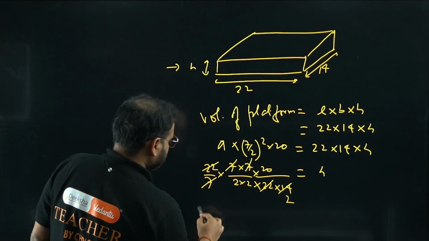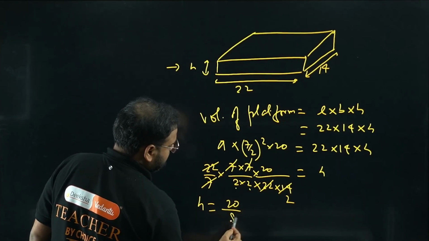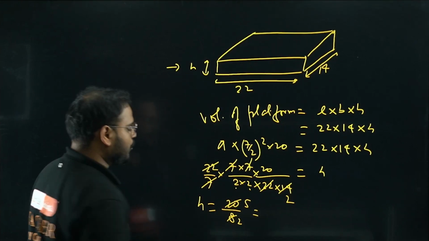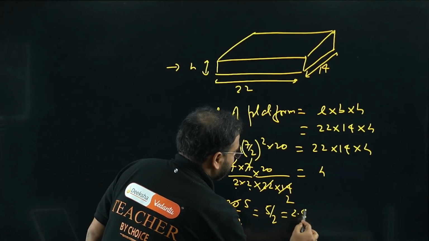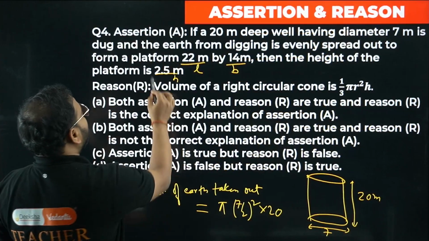What am I getting? I'm getting h equals 20 in the numerator and 2 into 2 into 2, so 8. Cancel now. 4 fives are 20, 4 twos are 8. How much am I getting? 5 by 2, which is 2.5 meters. How much have they given? They've also given 2.5 meters. It means it is right.